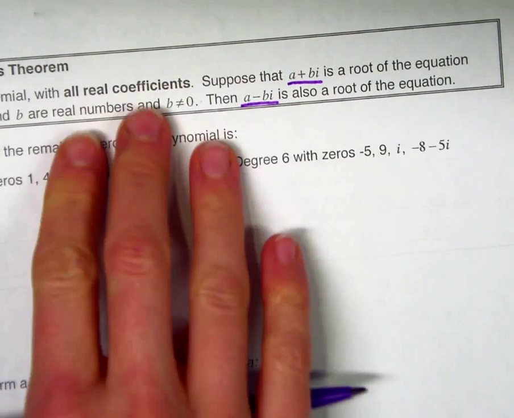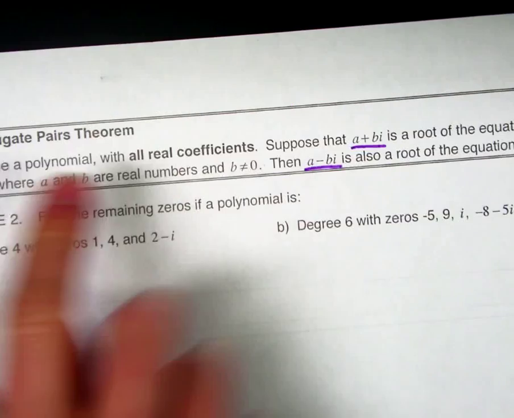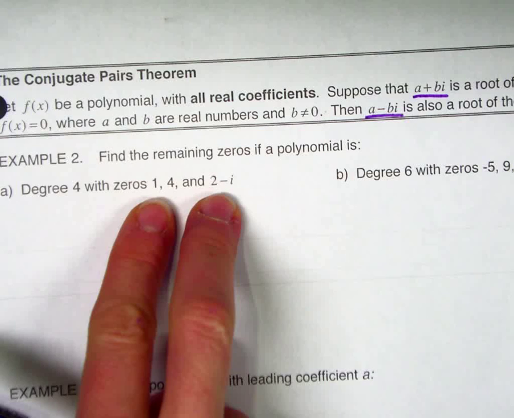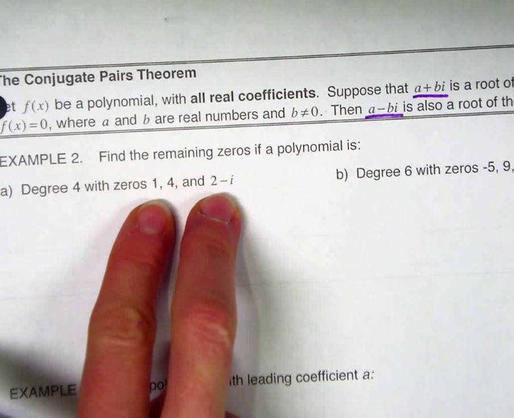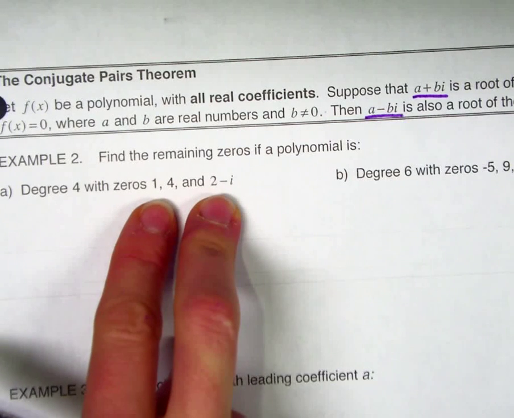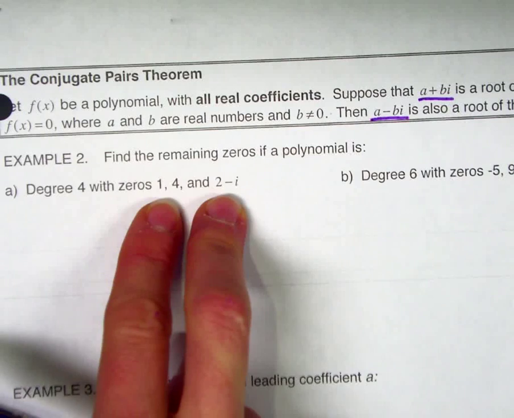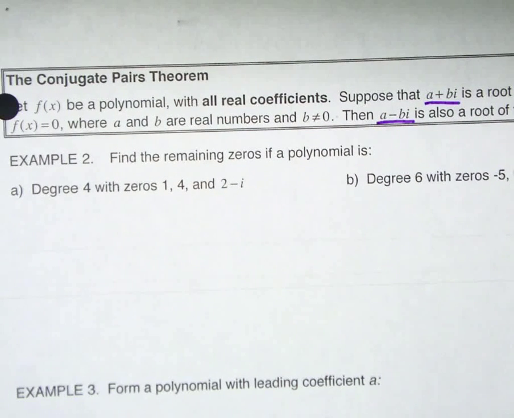This is a theorem that you are going to have to remember, the conjugate pairs theorem, because what's going to happen is they will not give you the complex root and its conjugate. It's only going to give you one, and you have to know that the complex conjugate is the other.